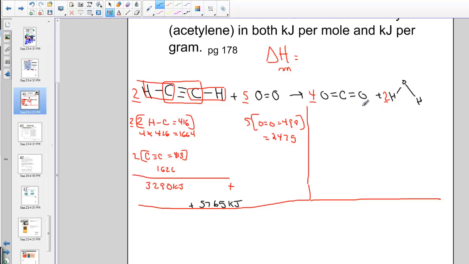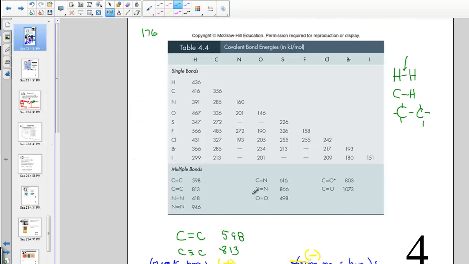Now we're going to rearrange them. Let's see what we have going on here, and I'll just make this green. I have 4 molecules of CO2. In each molecule, I count 1, 2 C double bond O's. And a C double bond O has a value of 803.